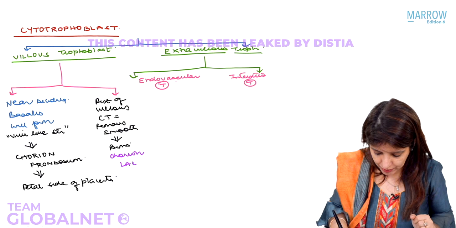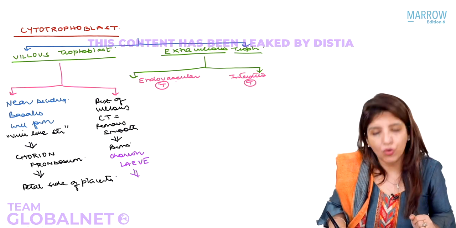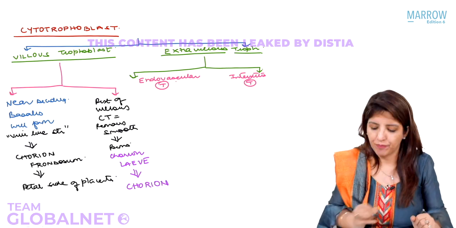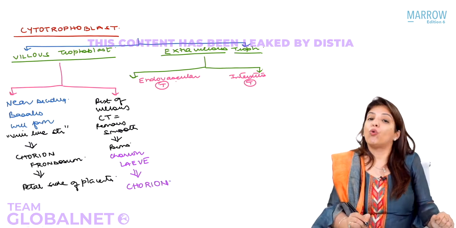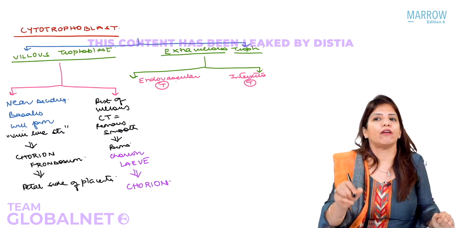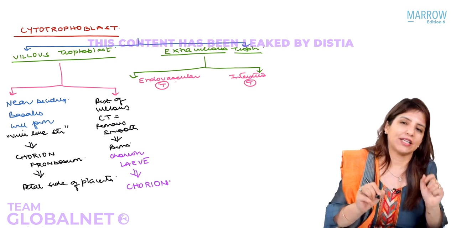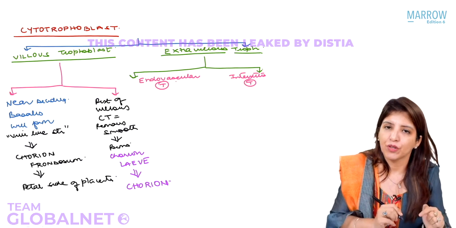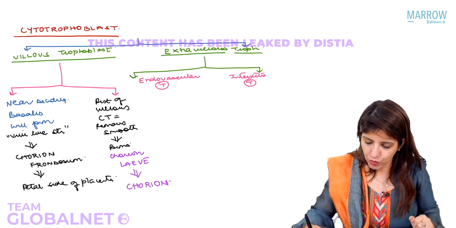Chorion levi. And it is this chorion levi which will form the fetal membrane chorion. So the fetal membrane chorion is also derived from cytotrophoblast. And which part of the cytotrophoblast? Chorion levi. Right? So let me quickly show you a few images here so that you understand.